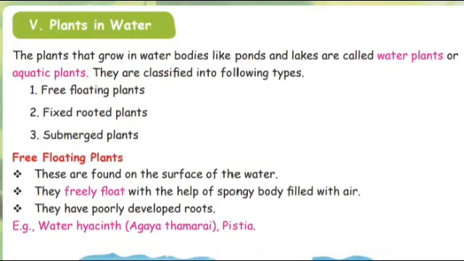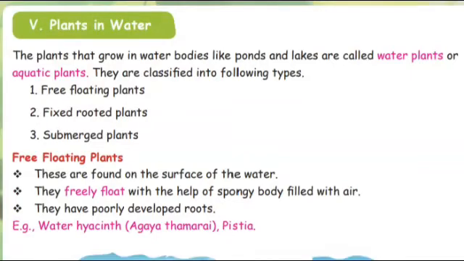What are aquatic plants? The plants that grow in water bodies like ponds and lakes are called water plants or aquatic plants. They are classified into 3 types. They are free floating plants, fixed rooted plants and submerged plants.